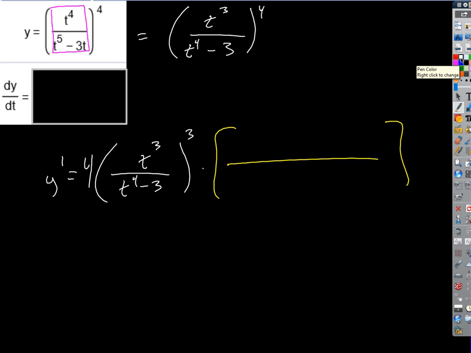So t to the fourth minus 3, squared. Okay. What's going on top? Joe, what goes on top? You got to be careful with the quotient rule, right? The order matters in the quotient rule. Isn't it u prime v minus this? It's the other one. So it's u times v prime minus u prime v.